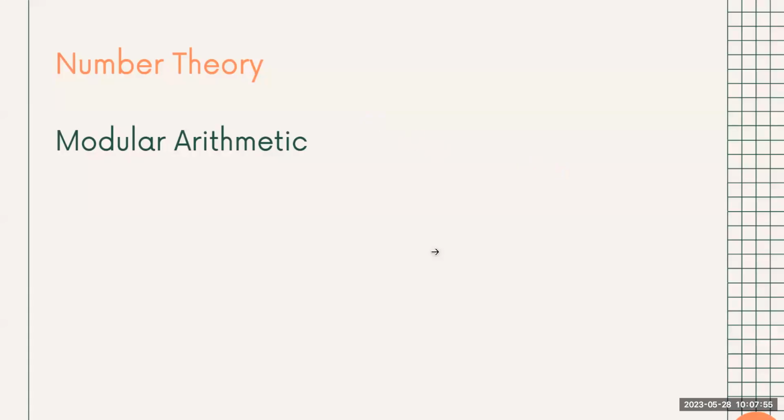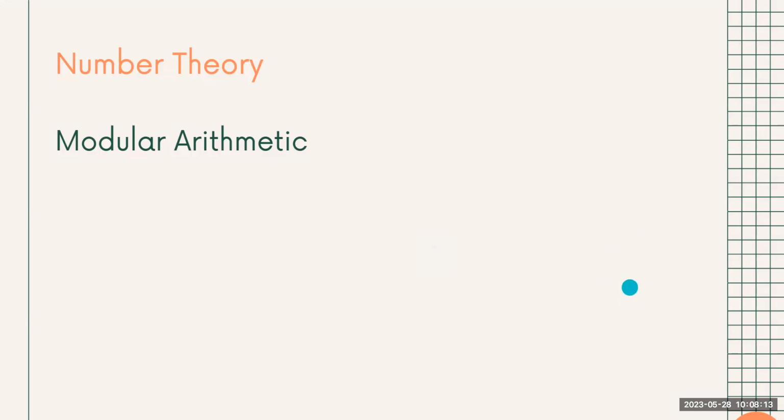Hello, guys. So today we're going to be going over another topic of number theory called modular arithmetic. This is a pretty hard concept to learn, but once you understand it, it is pretty easy, and it can help you solve a lot of problems pretty quickly.